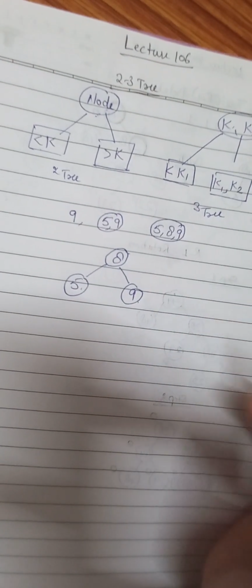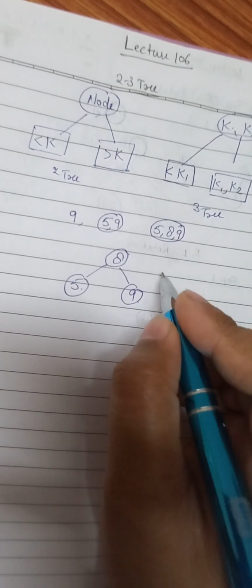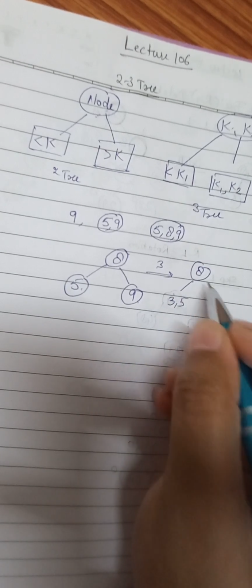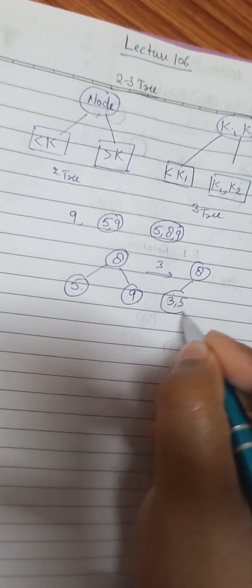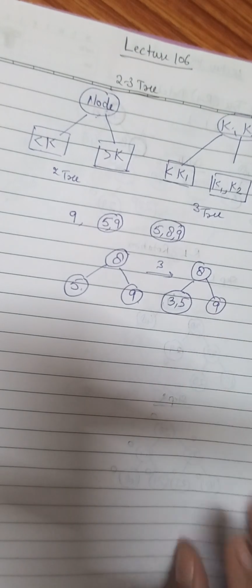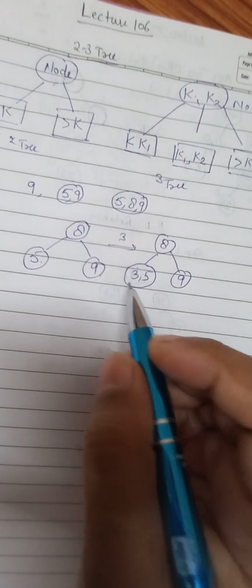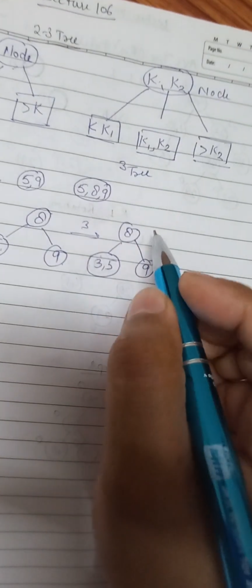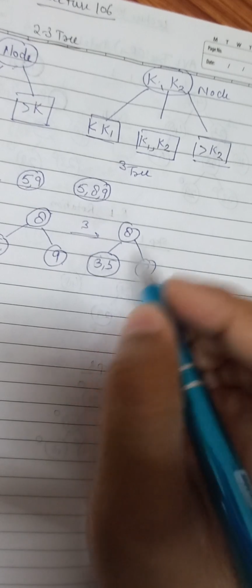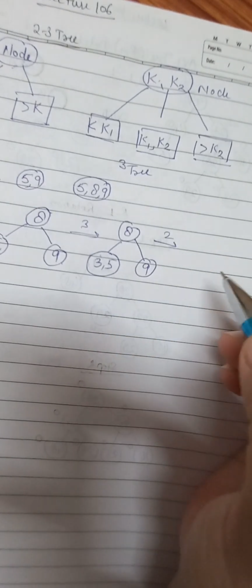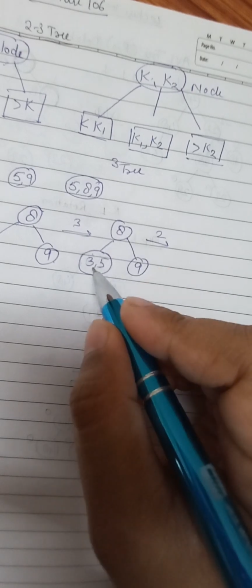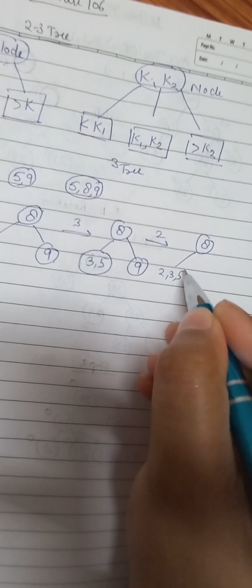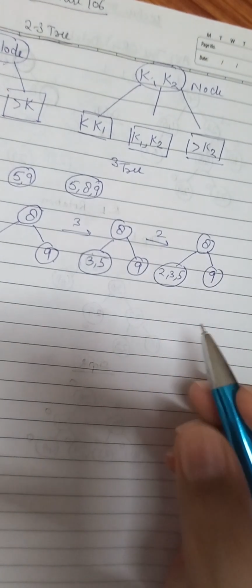Now suppose we are adding 3 in it. What will it be? It will be 3 5 on the left. Why? Because 3 is less than 8, so it comes over here, and 9 stays over here. No problem, no need to do any modification. Now suppose we are adding 2 in this tree. How will we add 2? Again it is less than 8, so it will come over here. So we write 2 3 5 and 9.